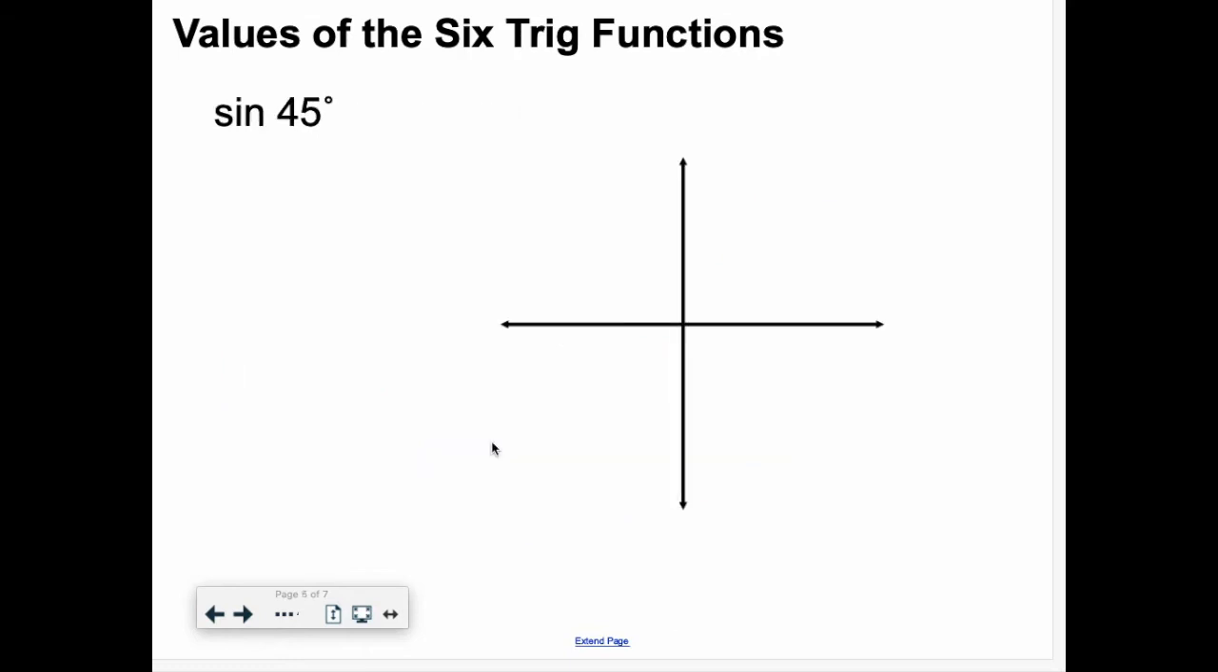So here's an example of one of the exact values we're going to find. I want to find the exact value of sine of 45 degrees. Well, first things first, draw it out. So I know 45 degrees is right here.